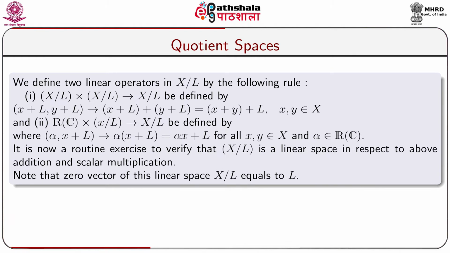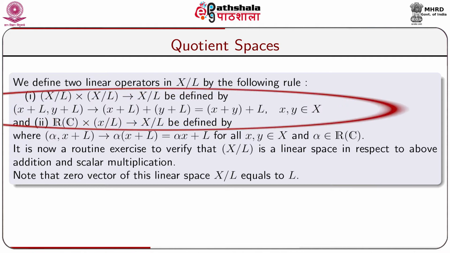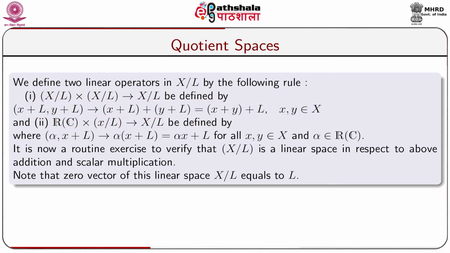We now define two operations in X by L by the following rule. Number 1, X by L cross X by L to X by L is a mapping defined by x plus L comma y plus L goes to x plus L plus y plus L, which is equal to x plus y plus L. As x comma y belongs to capital X, x plus y belongs to capital X, because capital X is a linear space. So, x plus y plus L is an element of X by L.